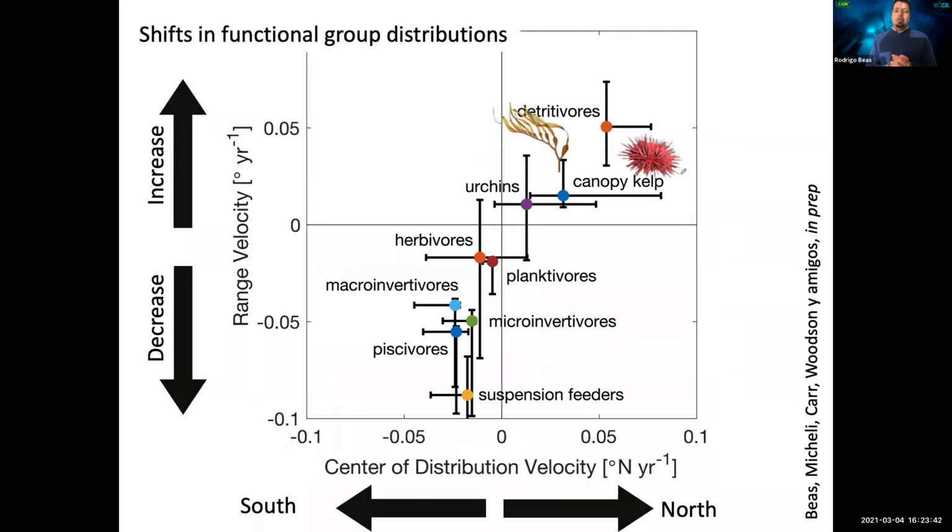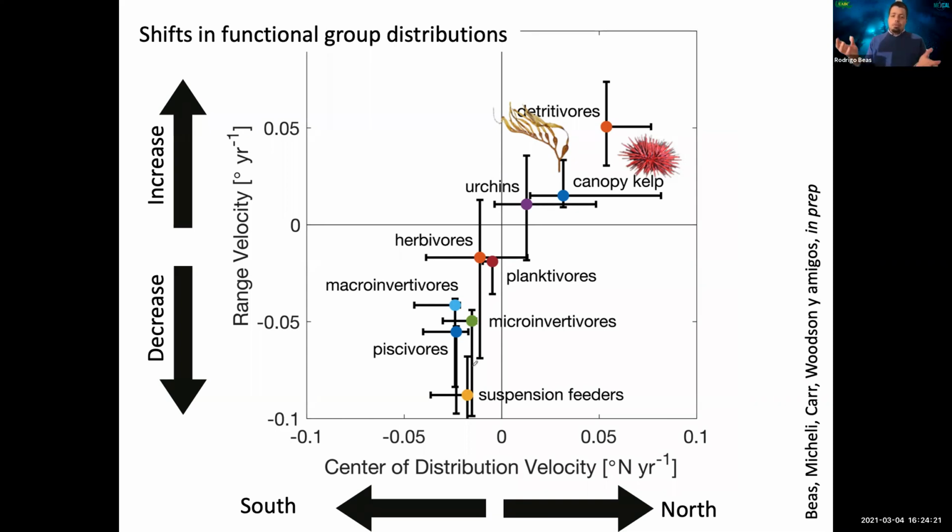And so this graph shows the shifts in functional group distributions across systems and across regions. The x-axis represents the change of the center of distribution for functional groups from north on the right to south on the left, and the y-axis represents the range of expansion for positive values and the range of contraction for negative values. Here I am highlighting kelps and urchins on both, showing a poleward progression and a range of expansion.